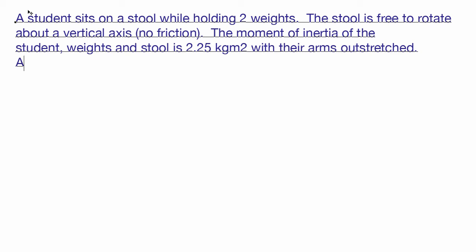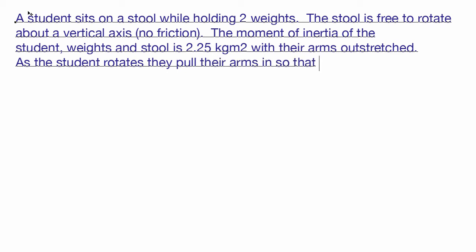All right, so the question then is, as the student rotates, they pull their arms in. You can imagine you're rotating, this is sort of the classical ice skater problem. You start rotating with your arms out. You pull your arms in as you're rotating. What does that do to your moment of inertia? It decreases because moment of inertia is mass times r squared. If you reduce r, you got to reduce the moment of inertia. So the new moment of inertia is going to be 1.8 kilogram meters squared.